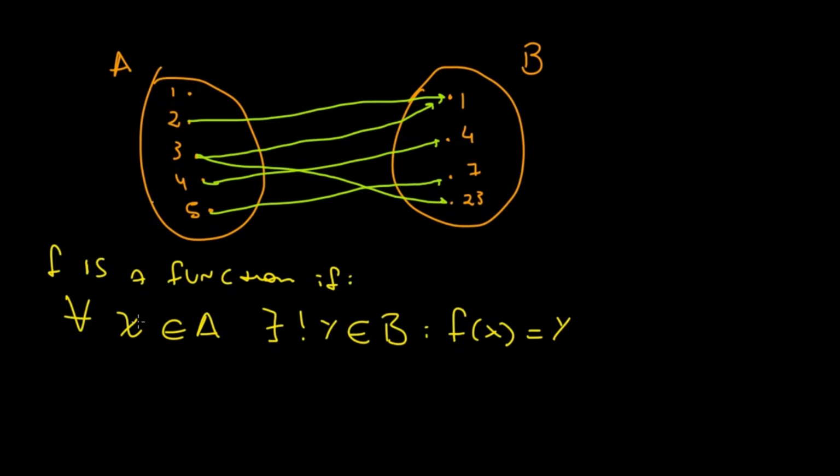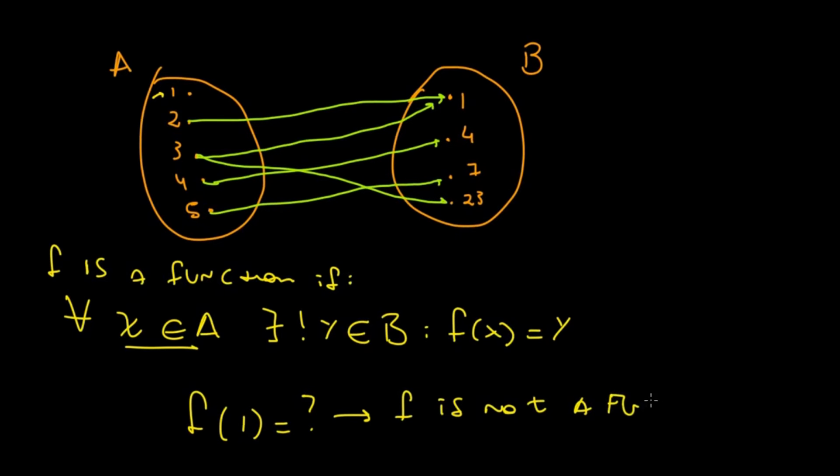The first problem is I start checking elements of A. So I start with the first one, which is 1. So I say f of 1 equals, and 1 doesn't have any arrows. Okay? So f of 1 equals nothing. It's not defined. And this tells me f is not a function. Okay, let's say we eliminate this element of A and we look at this.